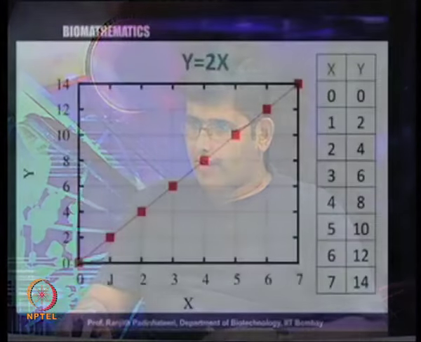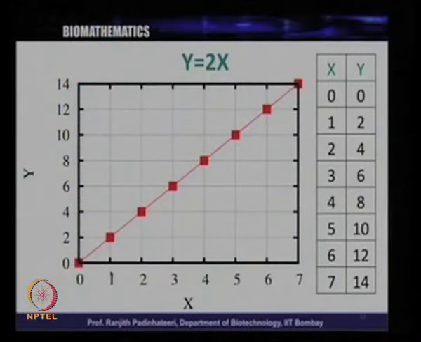If you look at this, you will see that when x equal to 0, y is 0. For x equal to 1, y is 2. So let us look at this graph. When the x value is 1, if you go up from 1, you will reach the point corresponding to 2. Similarly, for x equal to 2, the corresponding y value is 4. For x equal to 3, the y value is 6. When x equal to 5, the y value is 10. Similarly, 6 has the corresponding value 12, 7 has 14.